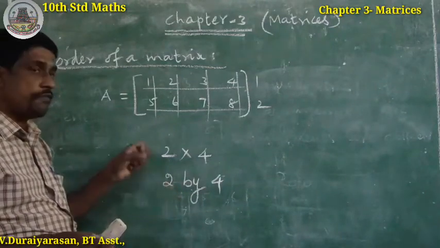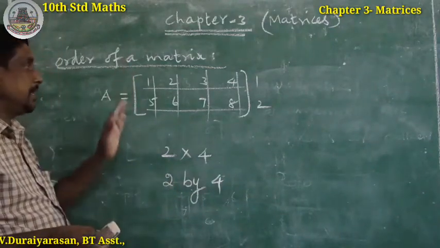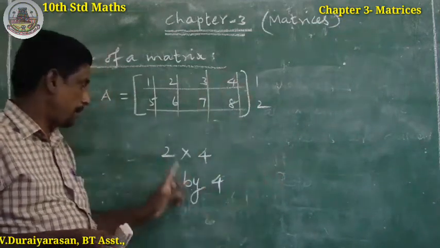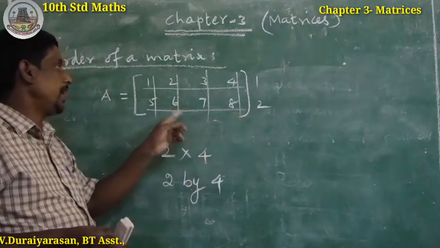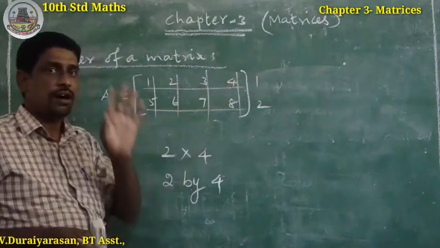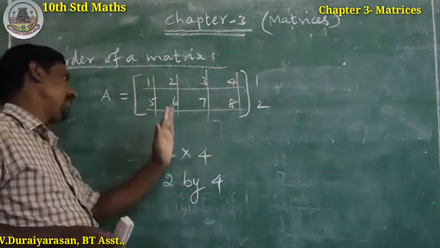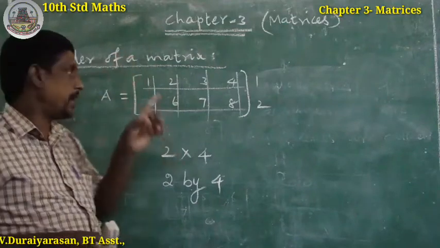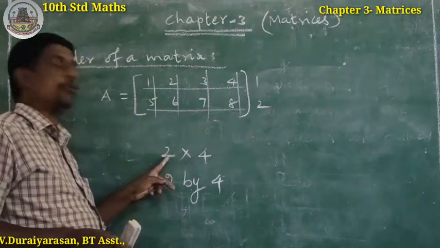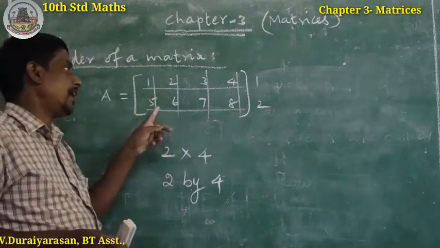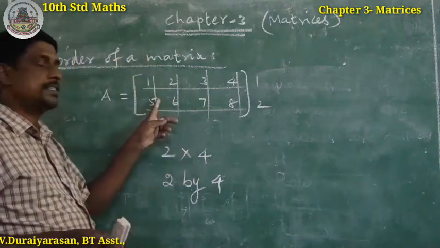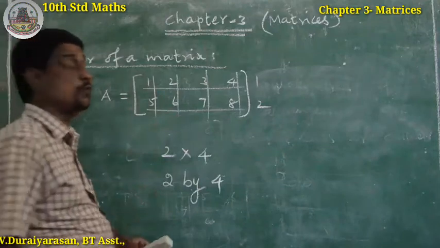So, how to find the order of the matrix? Consider the given matrix: how many rows by how many columns? Horizontal elements are called rows. Vertical elements are called columns. There are 2 rows in the given matrix. How many columns are there? There are 4 columns. So what is the order of the given matrix? 2 by 4.